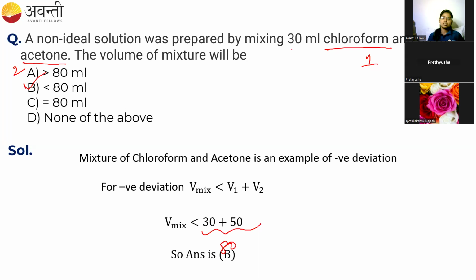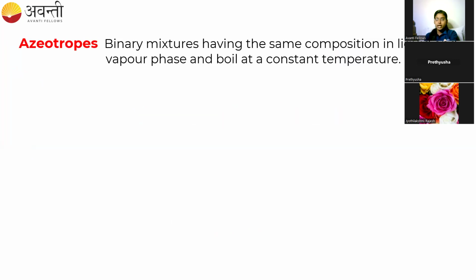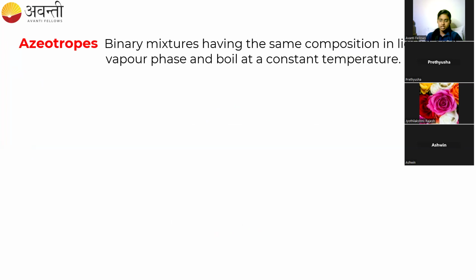Okay. The next topic is azeotropic mixtures. Okay. So what are azeotropes first of all? The binary mixtures having the same composition in liquid phase and in vapor phase and boiling at a constant temperature are called azeotropes. What are azeotropes? We will have a binary mixture there.